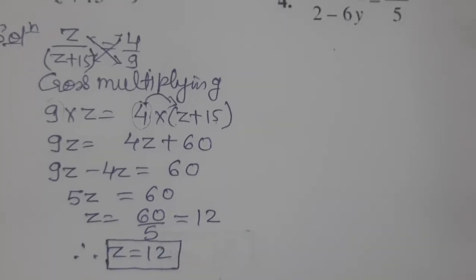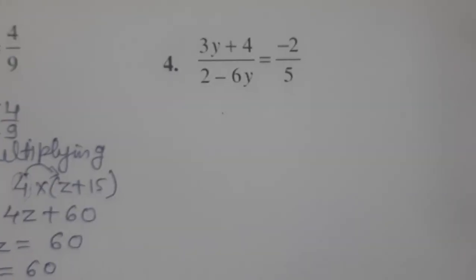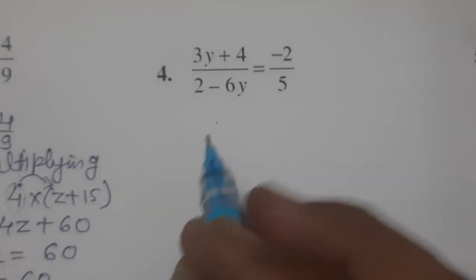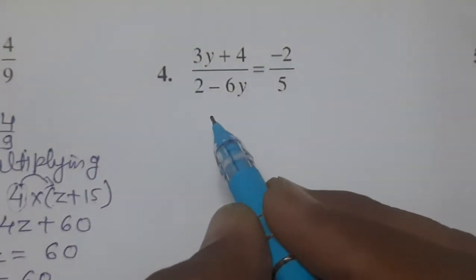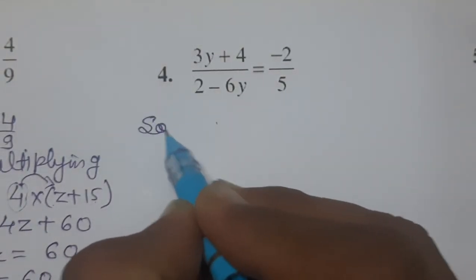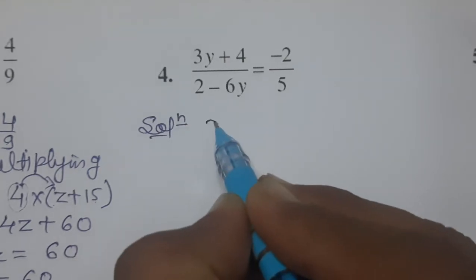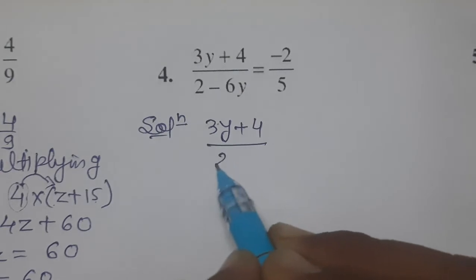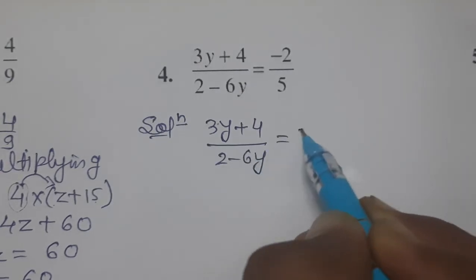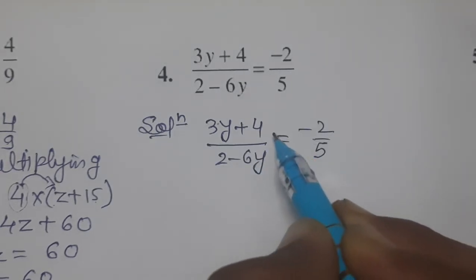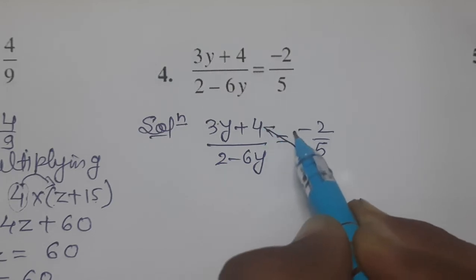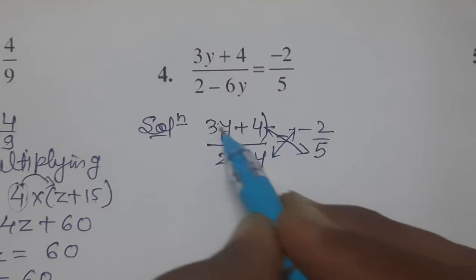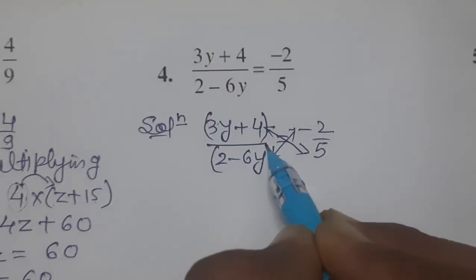Now let us do question number 4. In the same way, we'll do question number 4 also. See question 4. Again, we have to cross multiply: 3y plus 4 by 2 minus 6y equals minus 2 by 5. Before cross multiplying, don't forget to put brackets. So bracket here, bracket here.